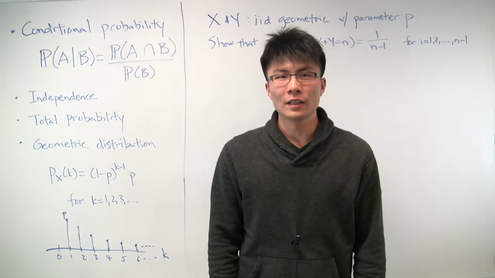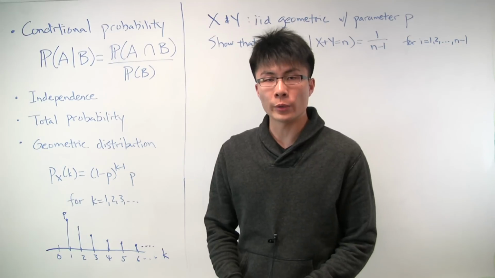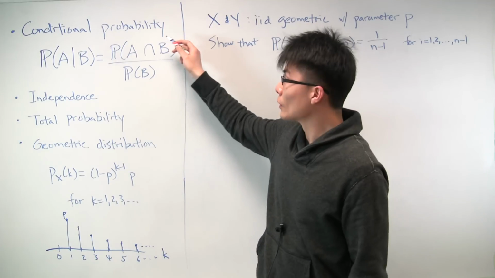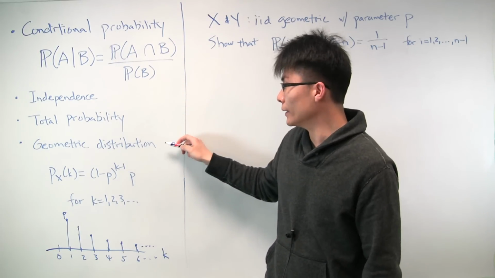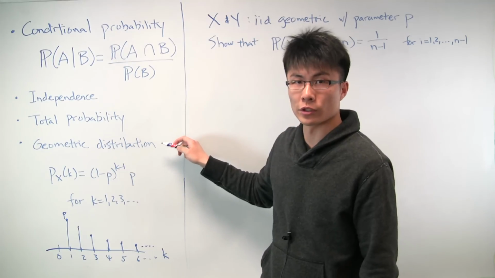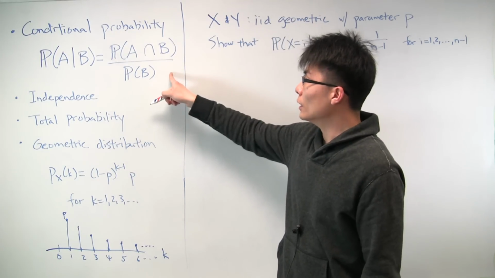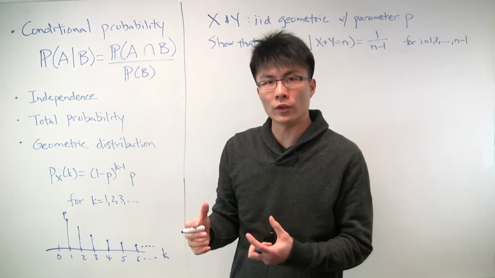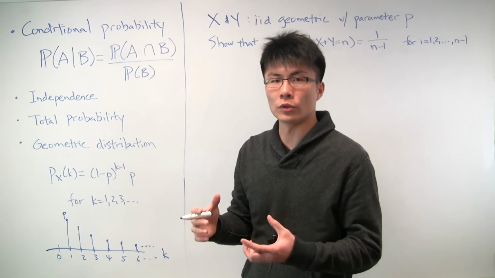Hi. In this problem, we're asked to show that a certain statement is true. And in doing so, we'll exercise conditional probability, independence, the law of total probability, and the geometric distribution. And as a quick review, conditional probability is basically shrinking our universe down into a smaller universe and doing probability within only that smaller universe.